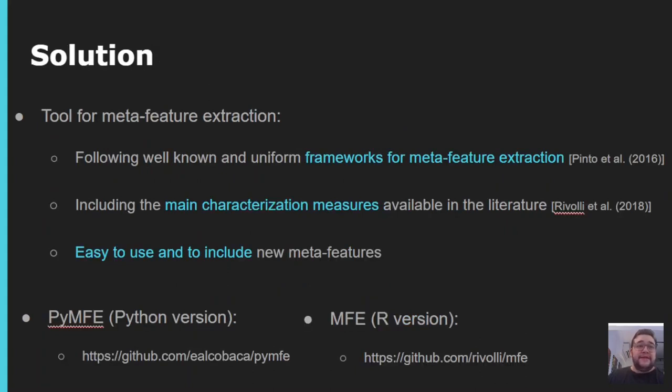And so to address these issues, we developed a meta-learning tool to extract meta-features. The tool follows well-known and uniform frameworks for meta-feature extraction. We took care to include the main characterization measures available in the literature. During the development, we considered good software engineering practices, making the tool easy to use and to include new meta-features. We developed two versions of the meta-feature package. The first was developed in R, while the other was in Python.